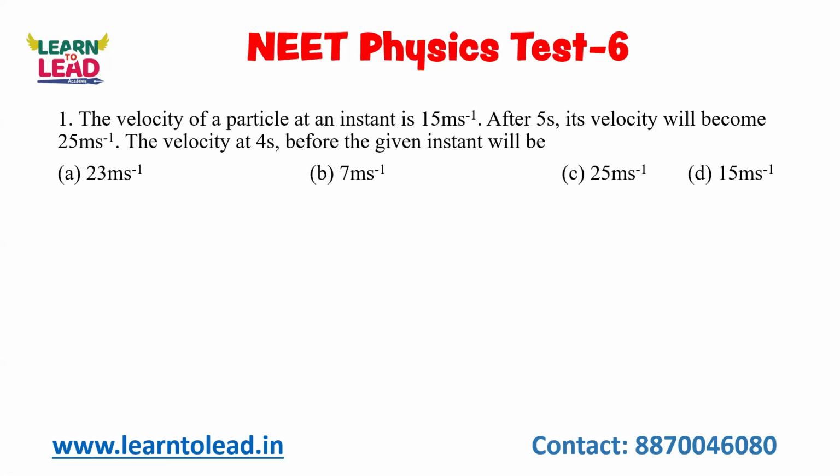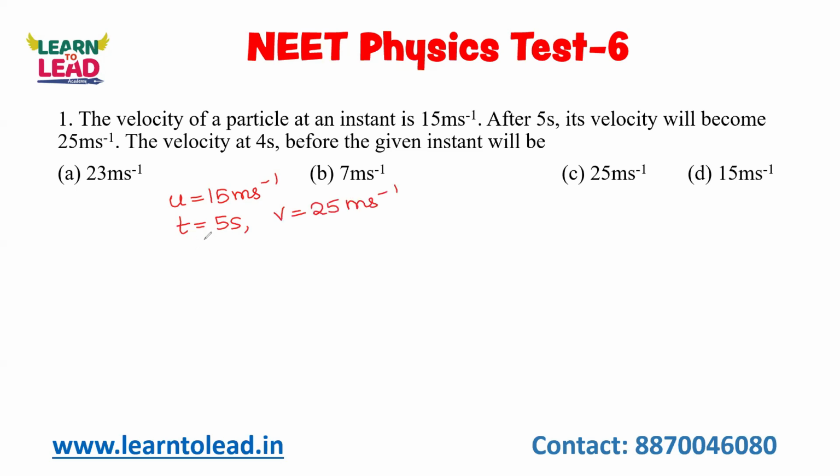Now, let us see the first question. The velocity of a particle at an instant is 15 meter per second. So at a particular instant, the velocity is 15 meter per second, which means you should take u is equal to 15 meter per second. After 5 seconds, that is t is equal to 5 seconds, its velocity becomes the final velocity v is equal to 25 meter per second.